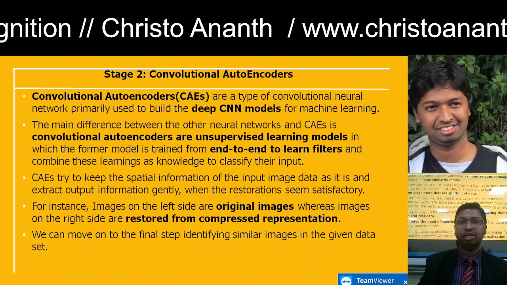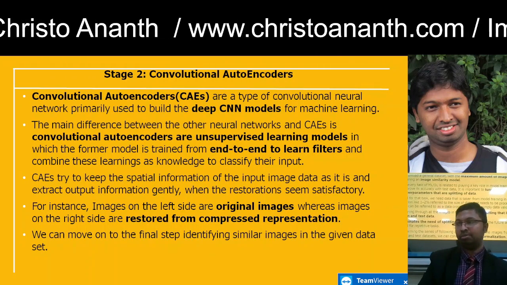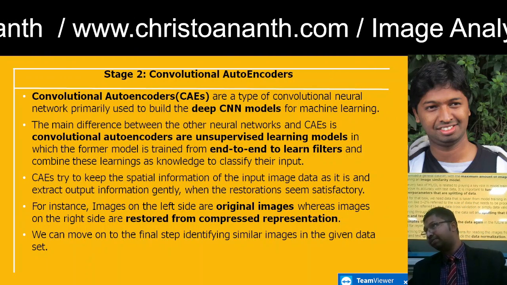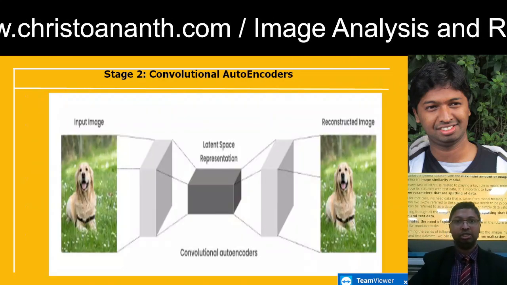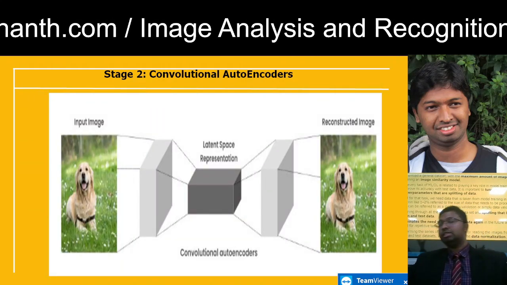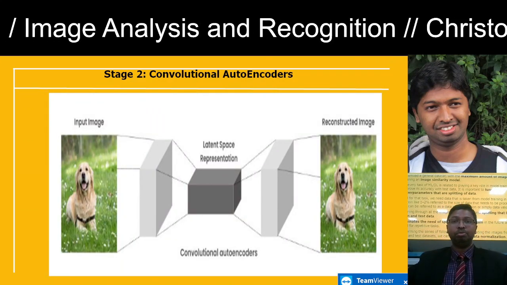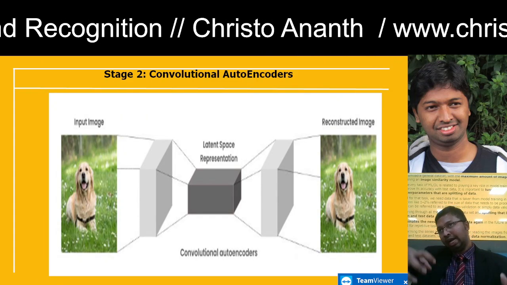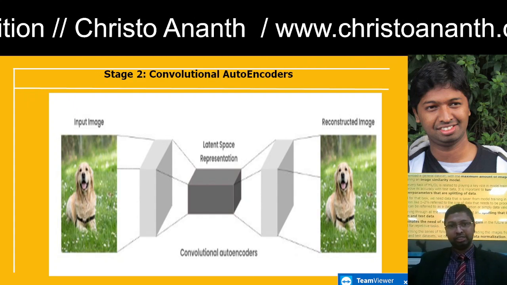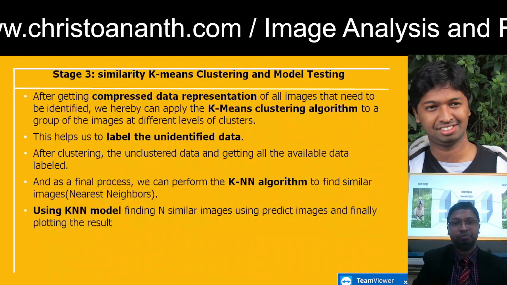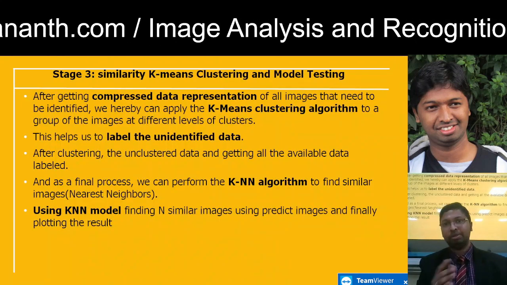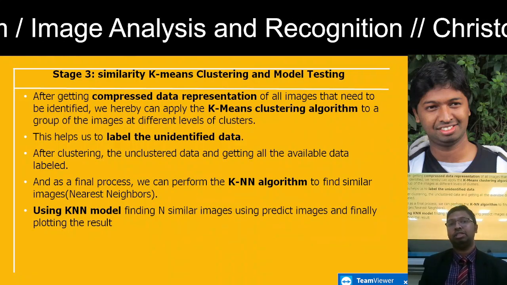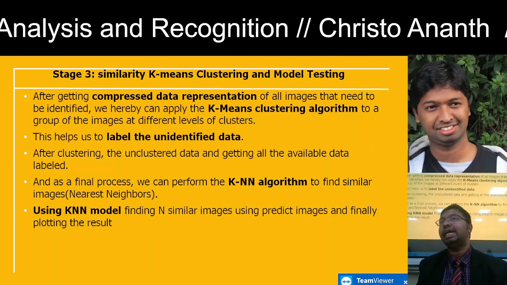For example, with images, I will show you the original images and then the images restored after compression. This is the original image, this is the reconstructed image. The input image is passed into the latent space representation and it is being reconstructed. You see the difference? After getting the compressed data representation, we can apply the k-means filter.